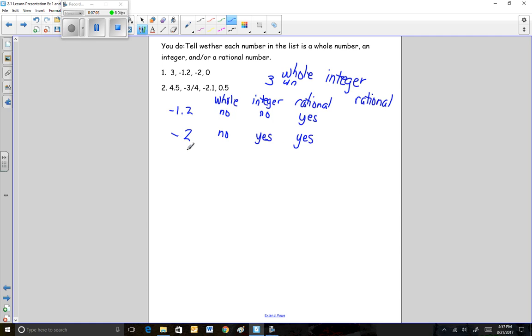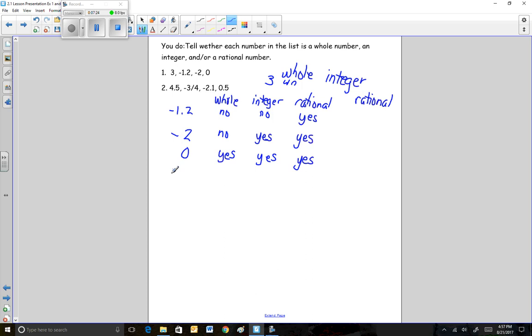Let's try 0. Is it a whole number? Yes. It's not natural, but it's whole. Integer? Yes. Rational? Yes. It hits yes for all 3 of those. Now, those were all for number 1. Let's look at number 2.